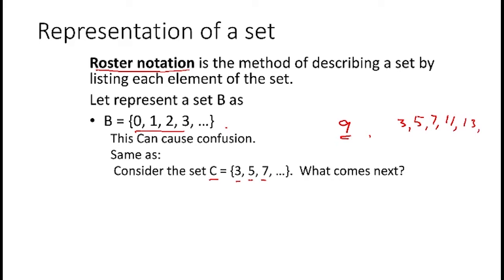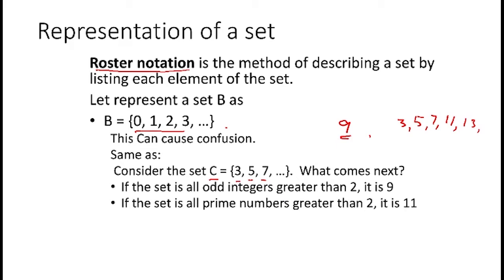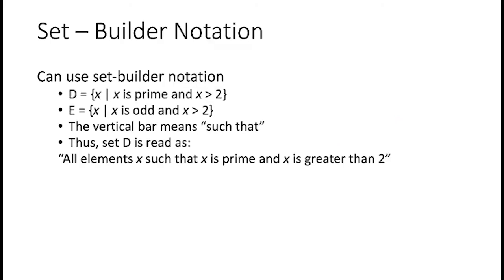So there is some confusion in this. That's the reason it's difficult to write every time in the roster notation way. We need something more to represent these types of numbers when this is going to infinity, and we have to specify the order. The second method is known as set builder notation, where we convert our mathematical form into English language.